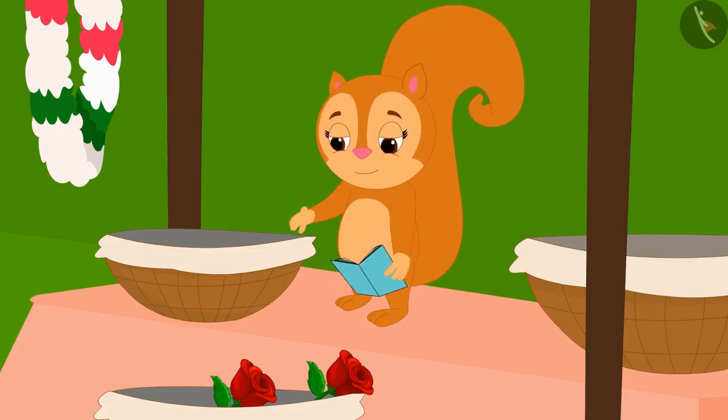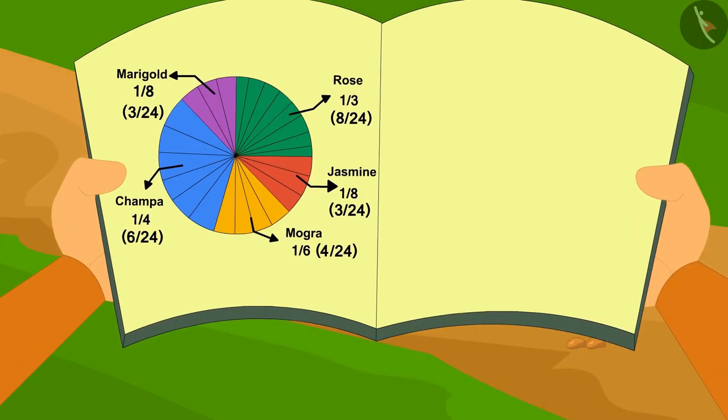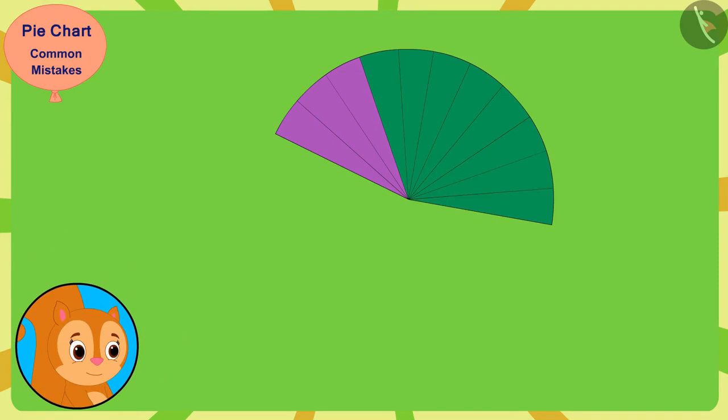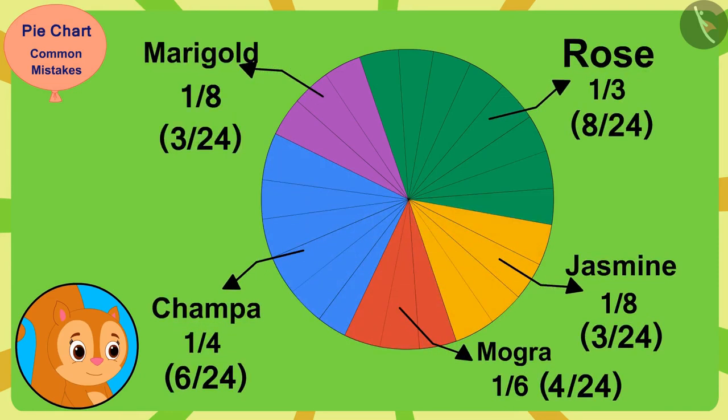Oops! I made this mistake. It means that rose is the most popular flower and not champa. Let me rectify my mistake and make this pie chart properly. By saying this, Chanda divided the pie chart into equal parts and made it without any mistake.